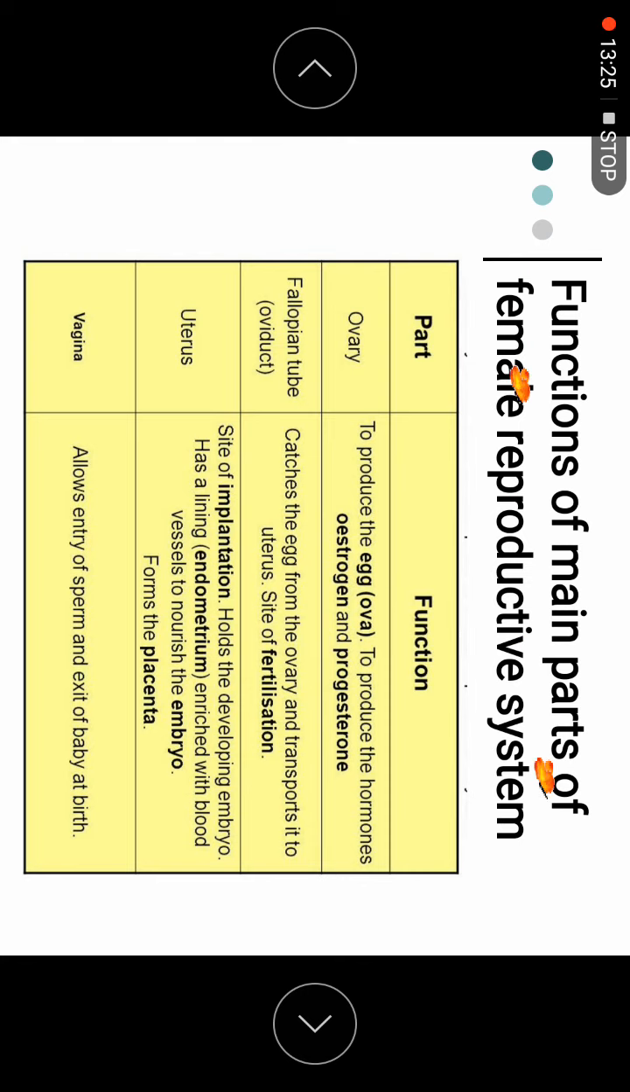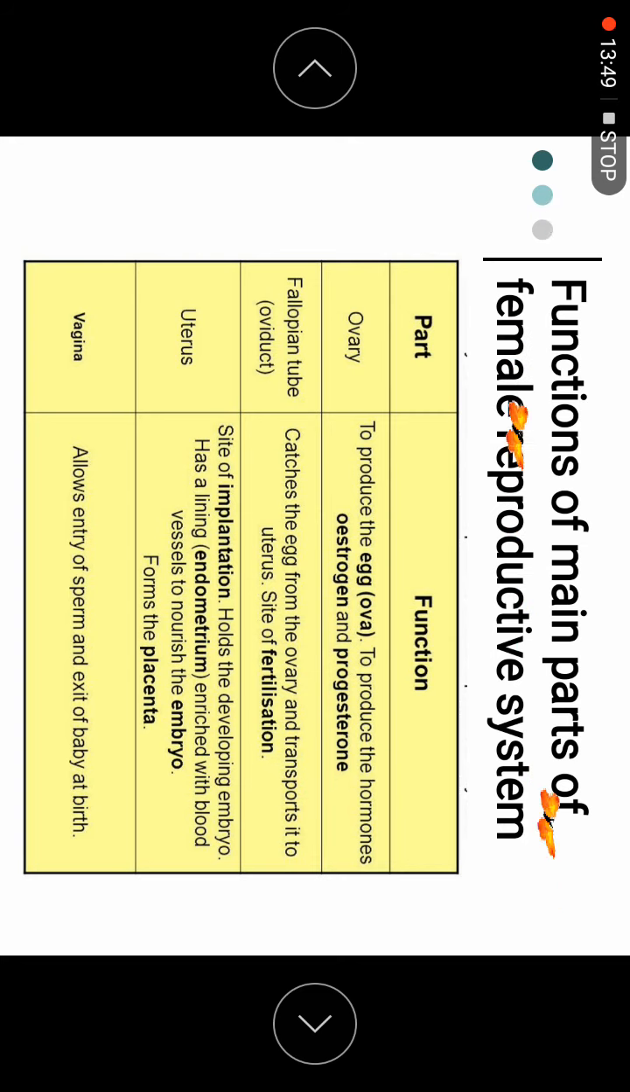Okay, this is the summary for the function and the parts. You can find it in your book also. So ovary, fallopian tube, uterus, vagina. So just read up. The ovary produces the hormones. Yes, we have seen the hormones. The function of these two hormones, we will look at again later in the menstrual cycle: what is the function of estrogen and progesterone.